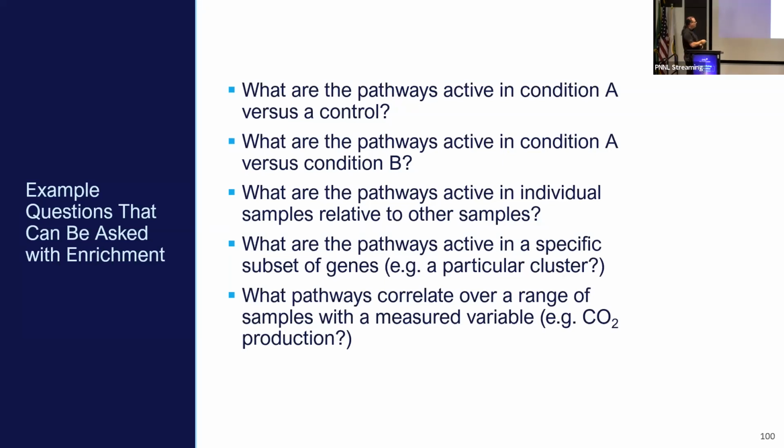And the other thing is, what pathways correlate over a range of samples with a measured variable? This might be if you're judging carbon dioxide production based on temperature, and you have carbon dioxide measurements for all these different samples. What are the pathways that are most correlating with carbon dioxide production? Hopefully you find some things that you know about, like carbon dioxide production pathways correlating with carbon dioxide production. And then you also may find some interesting things that you didn't know about before.